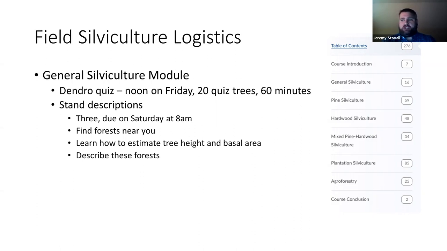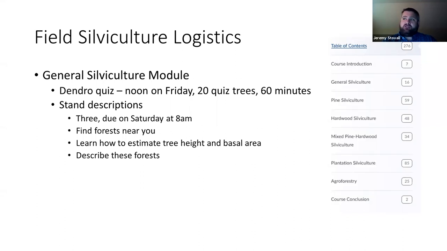So composition, structure, all these different things. In these, I want you to include total tree height for the codominant and dominant trees, just one number for the whole stand. So what's an average height for those dominant and codominant trees? And I want you to include basal area. I know you guys don't have prisms for the most part, anything like that.